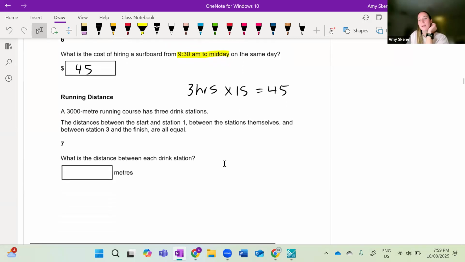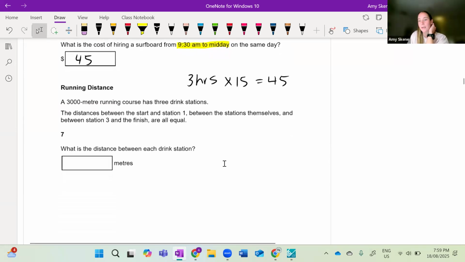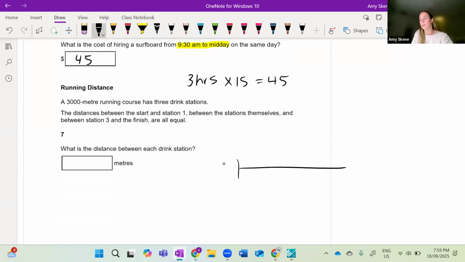Running distance. A 3,000 meter running course has 3 drink stations. The distance between start and station 1, between the stations themselves, and between station 3 and the finish are all equal. Right, so you've got a 3,000 meter course. Let's just go from here to here. You're at 0, you're now at 3,000. And because they're all equal, you have 3 in the middle.